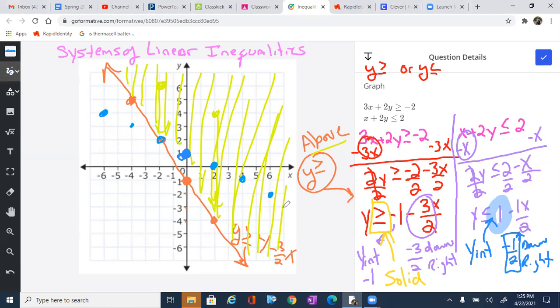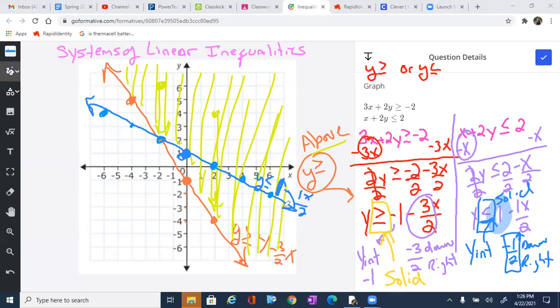Then I'm going to say, is it a solid or a dashed? We go back to what we were talking about just a little while ago. There is an equal sign, so it is solid, because of the equal sign that is under there. So I'm going to sketch a solid line right through there. And I always label my line, so I'm going to put that on there: y is less than or equal to 1 minus 1x over 2. There's my equation.